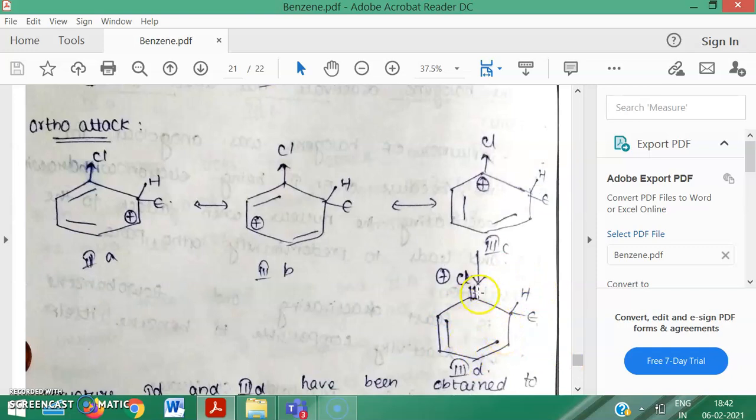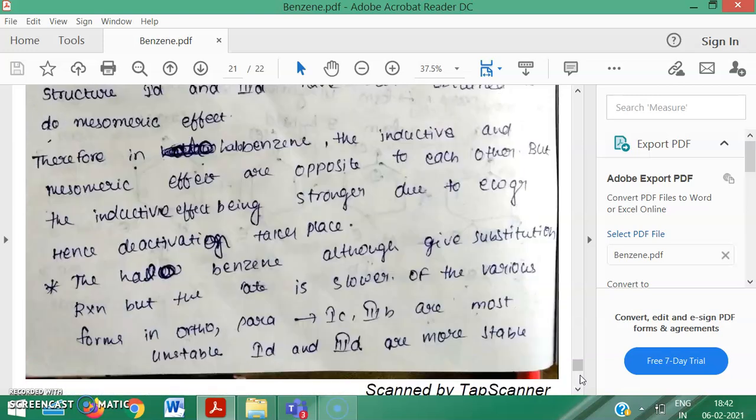With halogens, even though they are deactivating groups, they themselves bear the positive charge and form these hybrid structures. So that's why ortho and para attack is preferable when halogens are present on the benzene ring, even though they are deactivating groups. This is the actual answer.